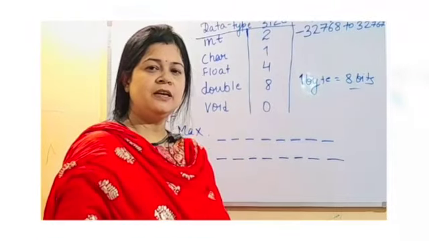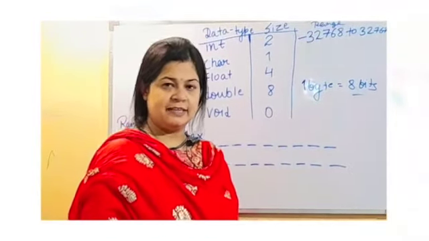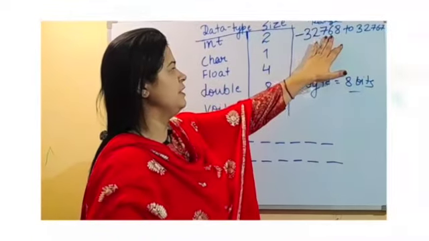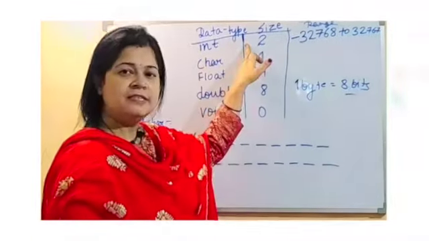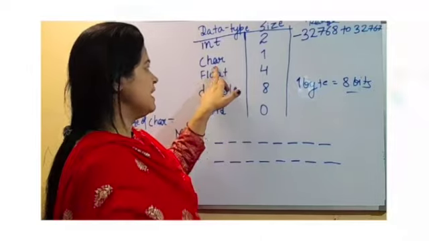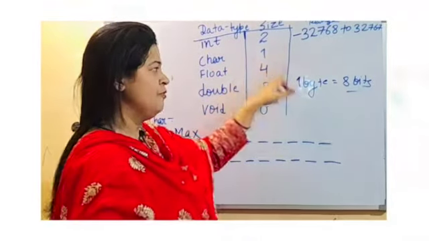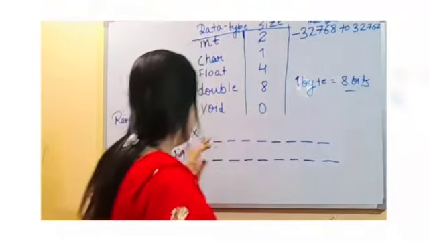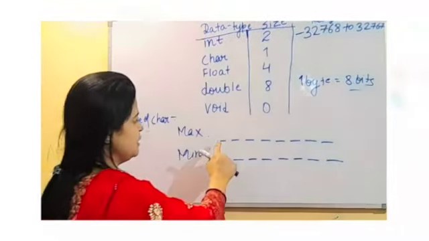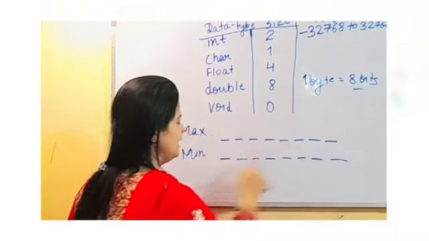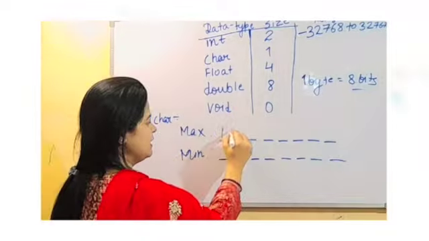Similarly, we will calculate the range of character as we have calculated the range of integer, with the help of the size of the data type. Here the size of character is 1 byte. 1 byte is 8 bits, so maximum, minimum, 8 bits: 1, 2, 3, 4, 5, 6, 7, 8. Here also 8 bits. So for maximum, what can happen?